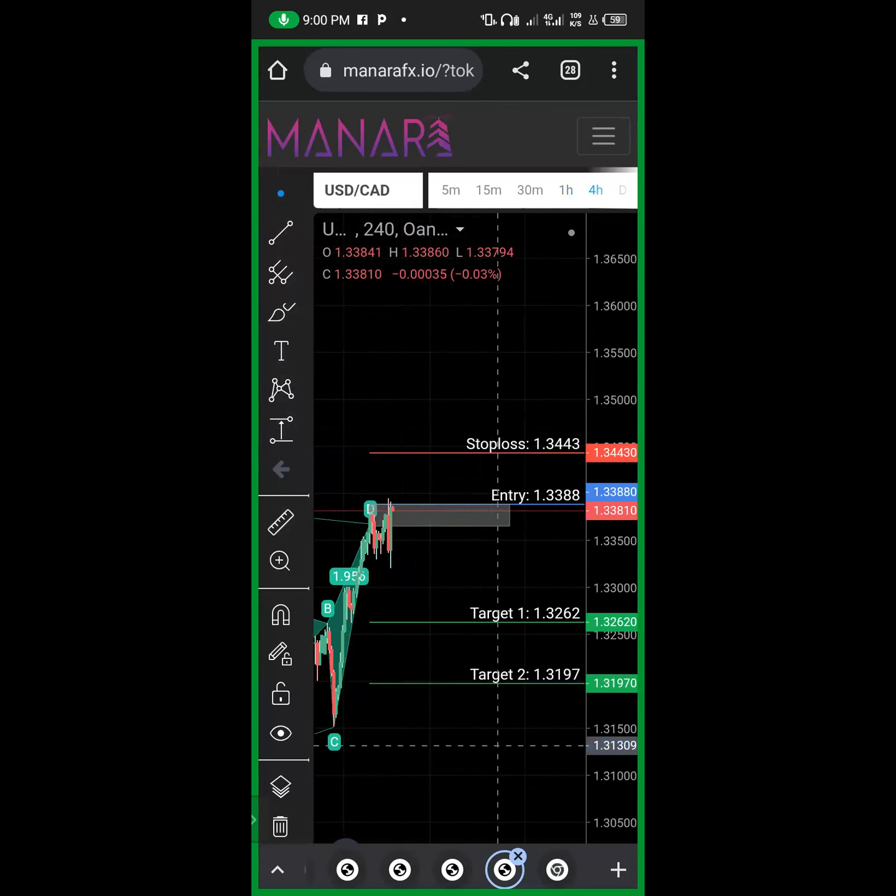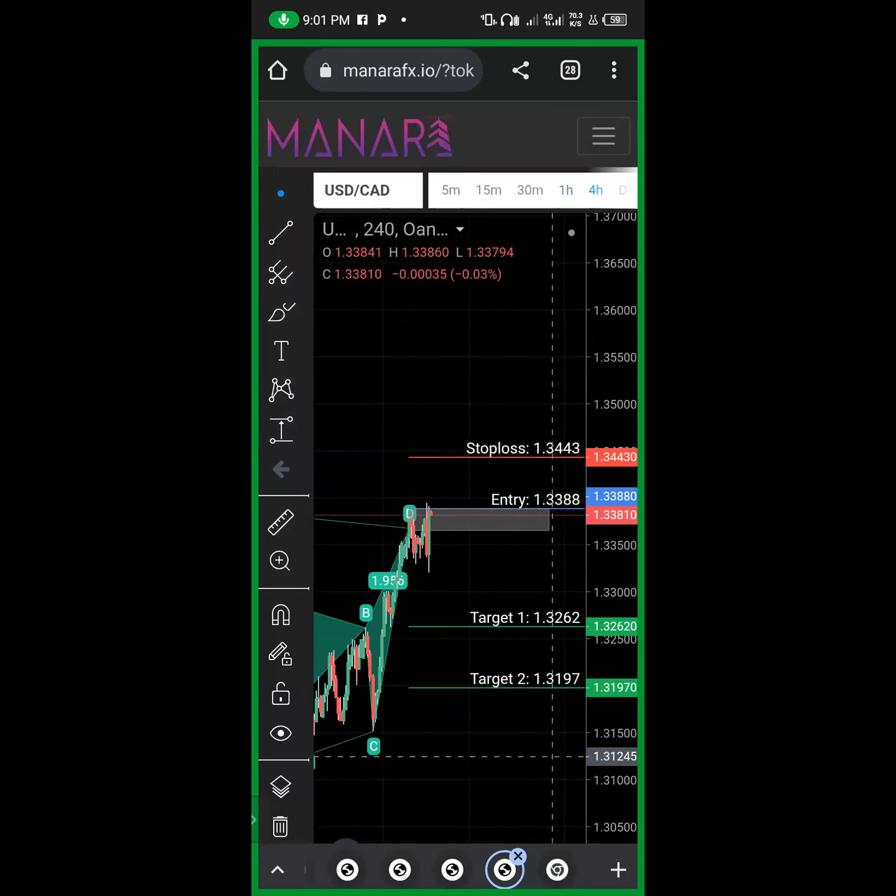They're not there yet, but at least somehow. Now look at USD CAD. It hasn't really gotten to TP1, but now this is what I want you to learn.